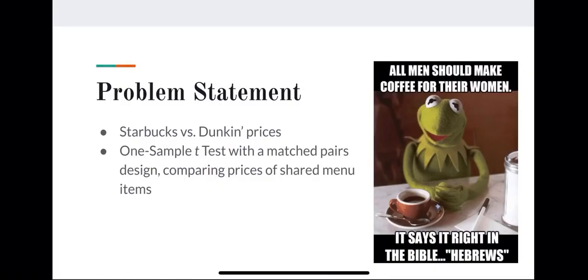The purpose of this project is to determine which coffee shop has higher prices, Starbucks or Dunkin'. We intend to solve a one-sample t-test with a matched pairs design comparing prices of shared menu items. We predict that Starbucks has higher prices, so we hope to reject the null hypothesis.